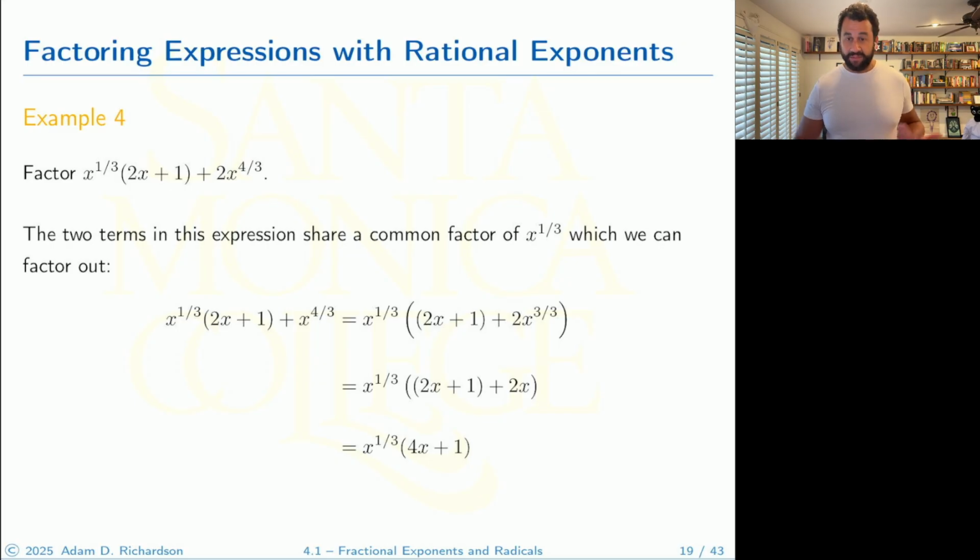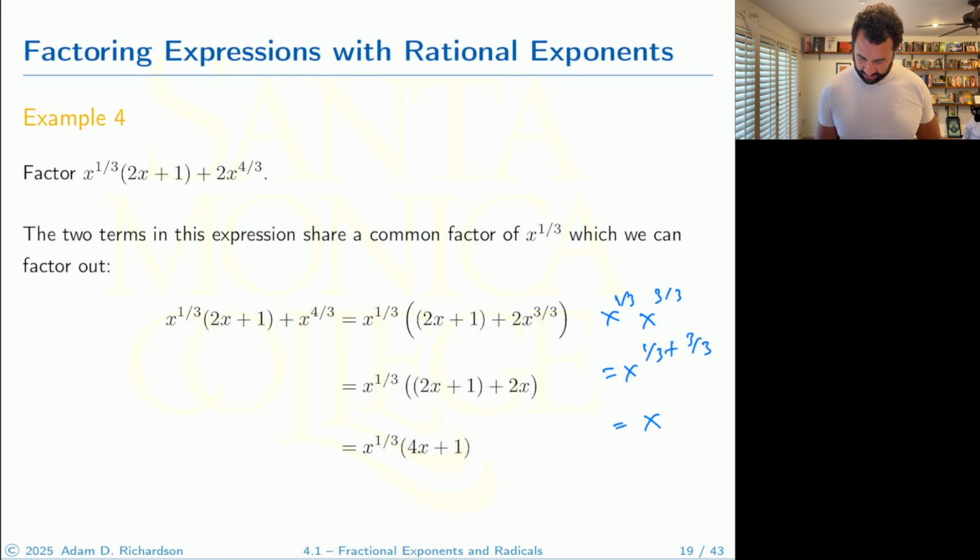Okay. And the best part is, let's say you don't feel confident, which is totally fine. Maybe you're like, did I do that right? You can check, just redistribute it back to see if you get what you had in the beginning, right? So here is x to the 1/3. If I multiply that by x to the 3/3, I'm going to get x to the 1/3 plus 3/3, which is x to the 4/3, which is what I started with. Awesome. I'm good. I did it right.